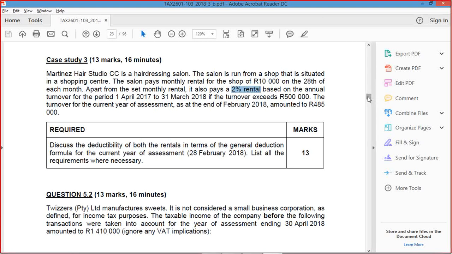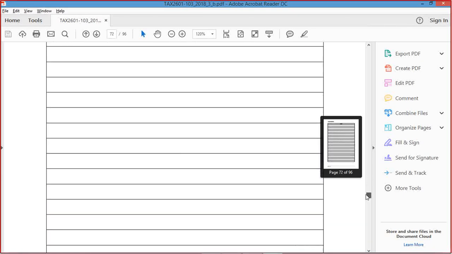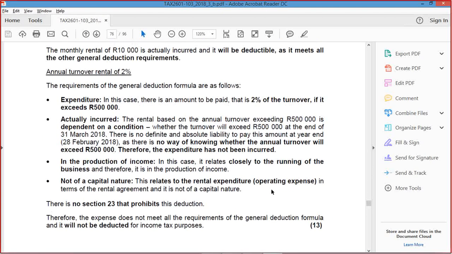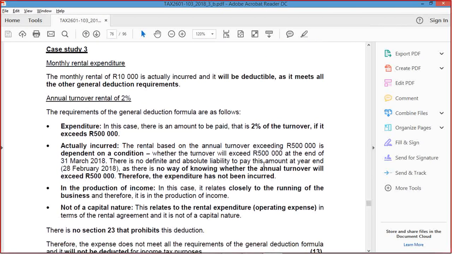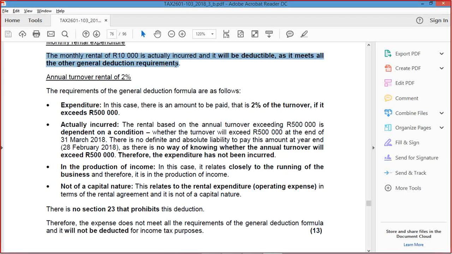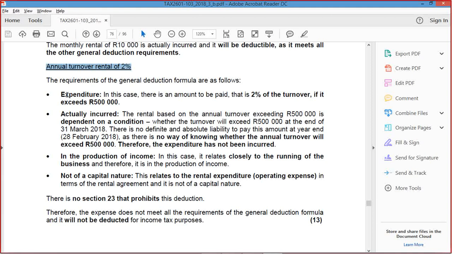Okay, let's check what they said in the textbook study guide. Let's find case study 3. Here it is. Case study 3. Monthly rental expenditure. The 10,000 is actually incurred. It will be deductible and it meets all the general deduction requirements. Okay, we know that. Okay, annual turnover of rental 2%. Right, expenditure 2% of turnover exceeds 500,000.